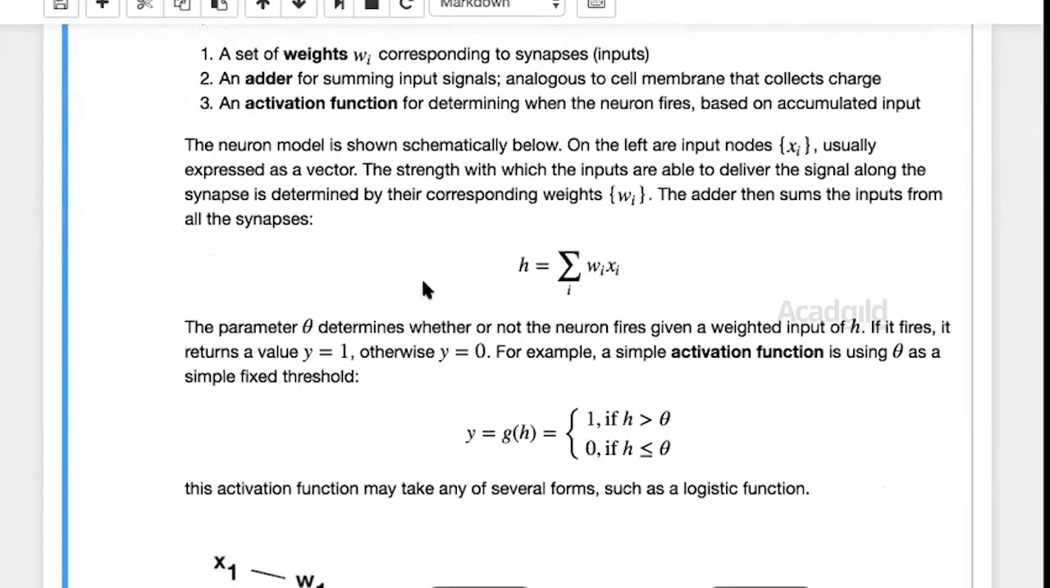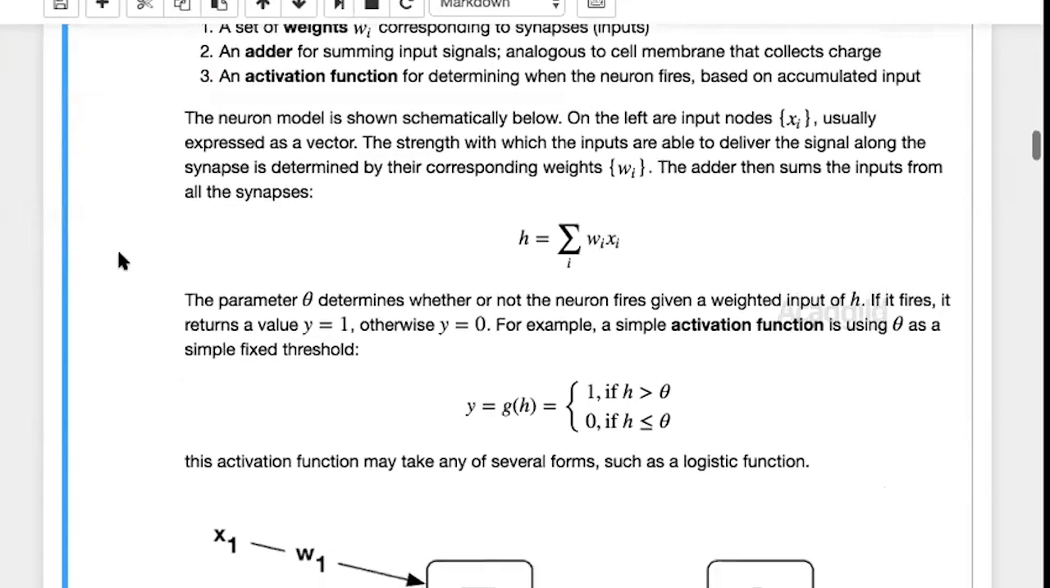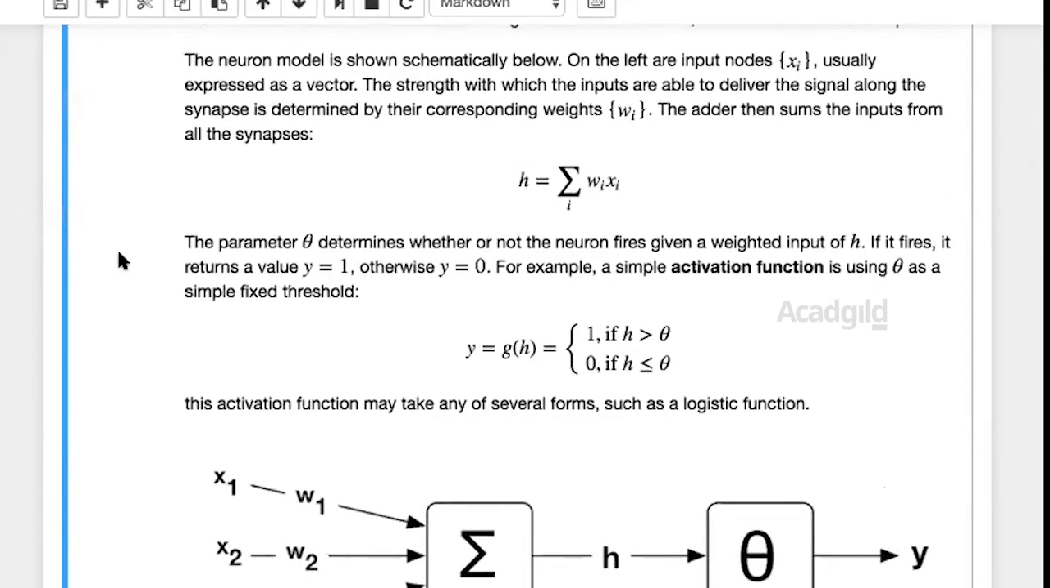So mathematically, a simple neuron is nothing but the summation of the weights and the input nodes. Just linearly expressing, it's sigma of wi xi. So if you had a two-input network, we had w1 x1 plus w2 x2. That's it. And so on and so forth. On the left are the input nodes, right? They are xi's, usually expressed as a vector, and the strength with which the inputs are able to deliver the signal along with the synapse is determined by the corresponding weights. And the adder then sums up the inputs from all the synapses.